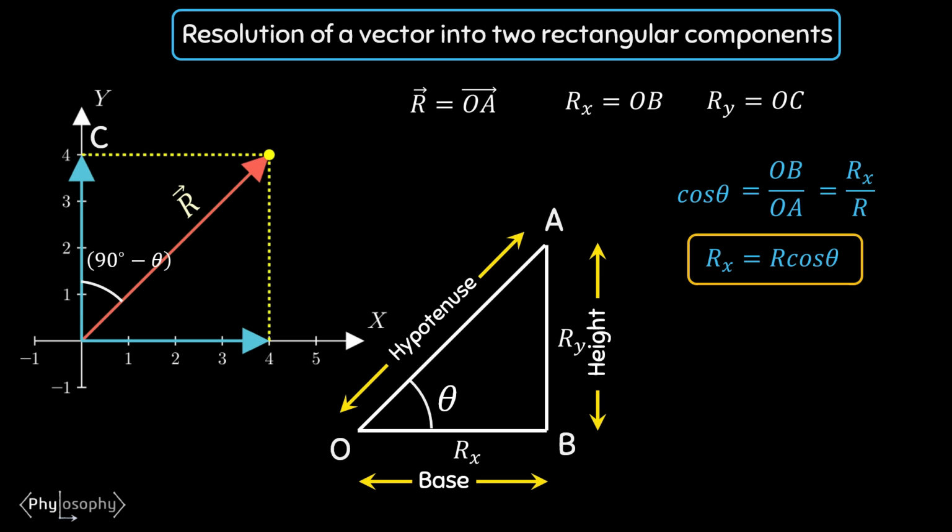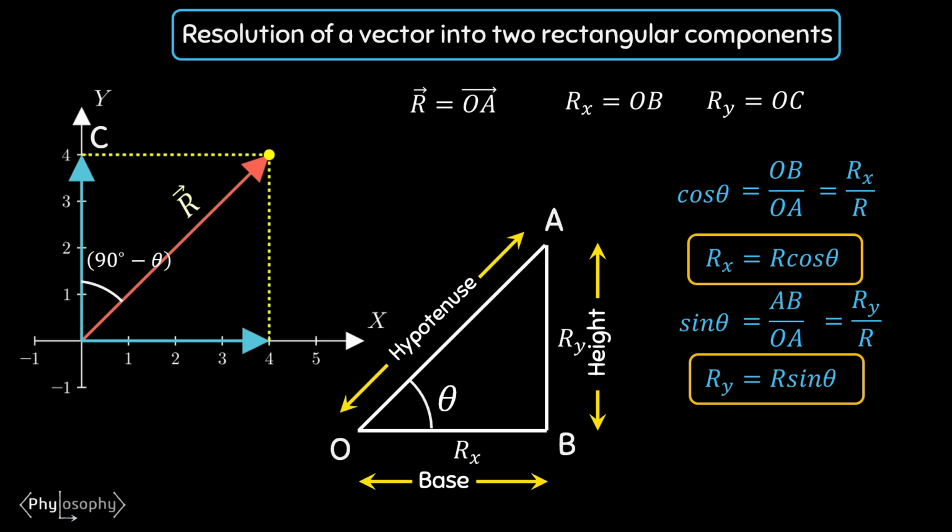Similarly, from the definition of sine of the angle theta, we can write sin theta is equal to AB over OA, that is height over hypotenuse, which is equal to Ry over R, or Ry is equal to R sin theta. So these are the two components of the vector r along x and y direction. Or you can say we have just resolved the vector r into two parts, one along x axis and the other along y axis.